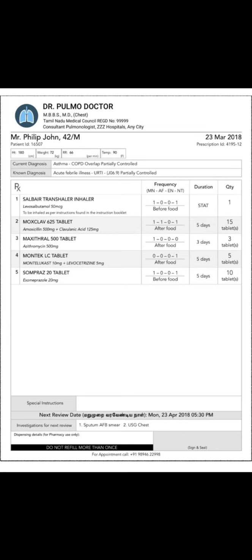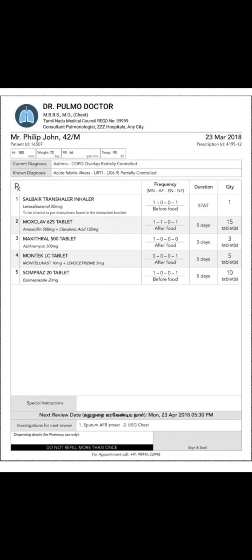As you see in the diagram, the first part is the doctor's name and his registration number and the address of the hospital or the address of his clinic. This is the identification mark of who writes the prescription. The first part is the date of prescription.